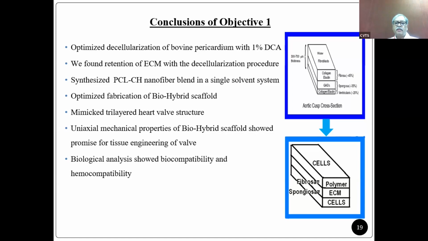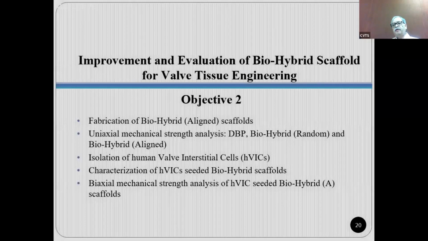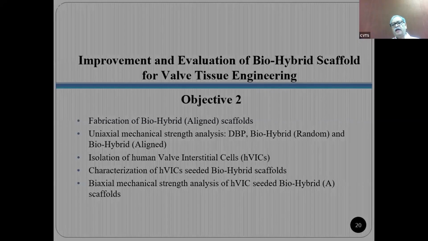It is also equivalent in uniaxial properties, and I'll talk more about the reason. It is promising for the heart wall, and the biological analysis shows biocompatibility and hemocompatibility are there. So objective two involves the evaluation of the biohybrid scaffold for tissue engineering. We'll do the fabrication and then uniaxial mechanical strength characterization, and we have the isolation of human valve interstitial cells, basically VIC cells. We isolate them, put them on top, and see how they behave there, and then the biaxial testing. So basically it's the mechanical part.